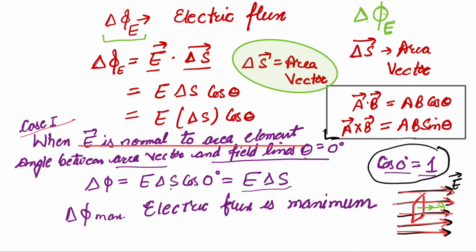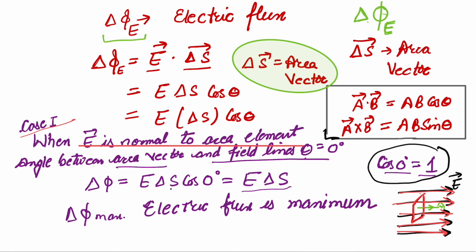Electric flux is represented with the symbol phi. We write E at the bottom to show that it is electric flux, because in the coming chapters you will be studying magnetic flux too. So to distinguish, we write phi E, right? This delta symbol means the change in the electric flux. Delta is to show the change in the electric flux. Phi is the symbol for flux. The bottom E means the electric flux.